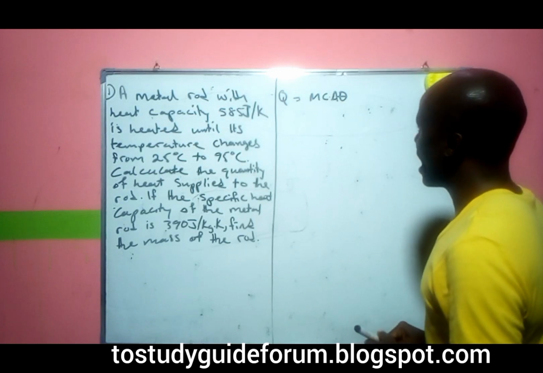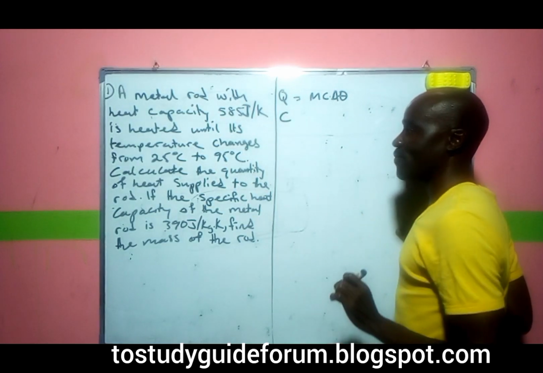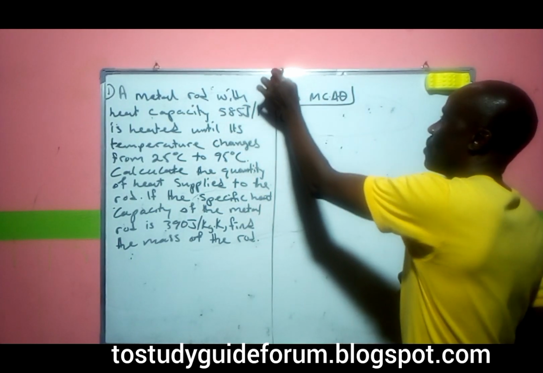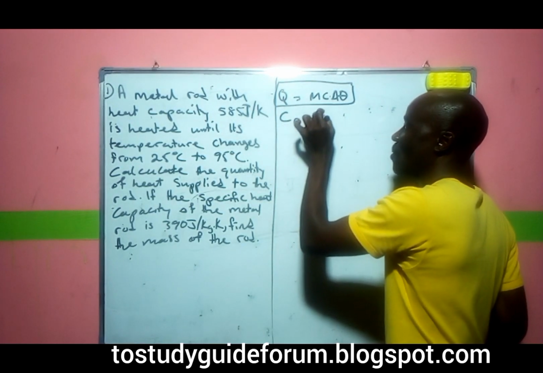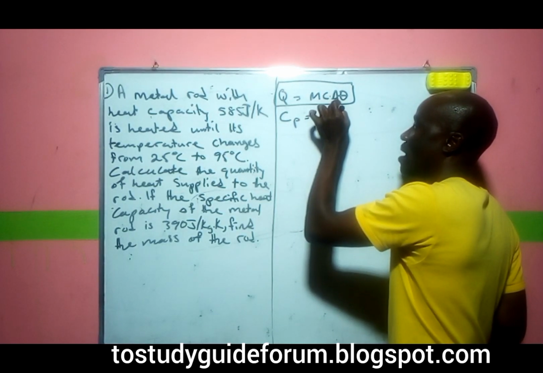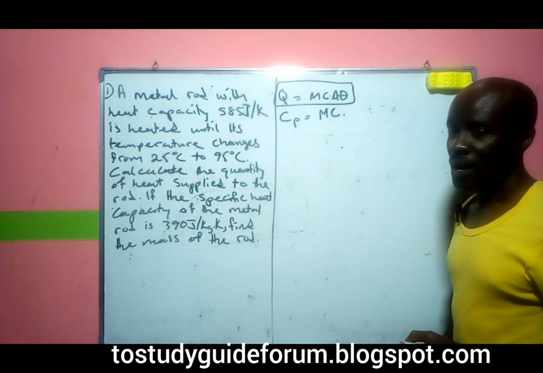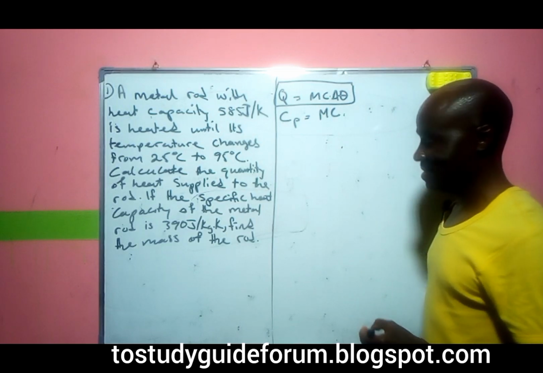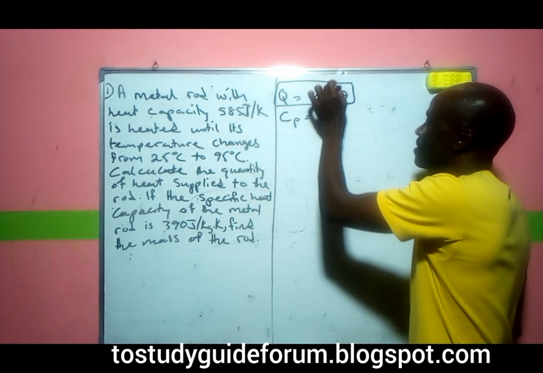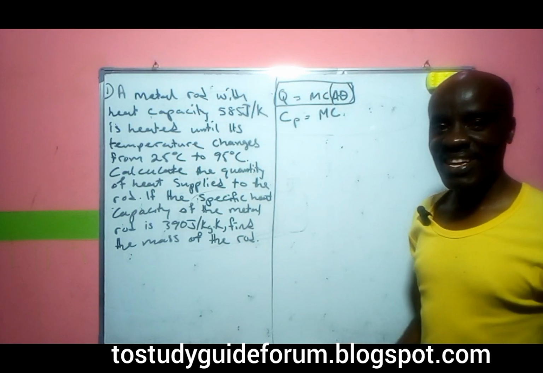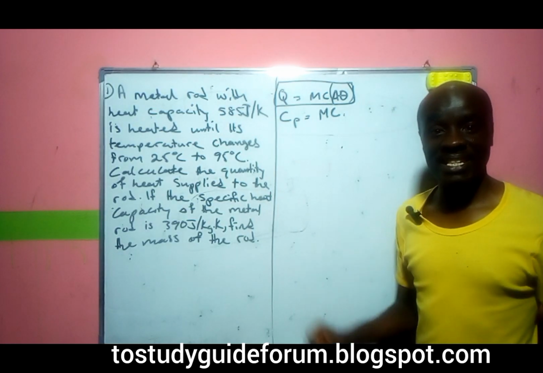We also know the specific heat capacity of the substance, but this one might not give us what we want. We know that specific heat capacity is always equal to heat capacity over mass. Are we together? If it's like that, the only value missing here is the change in temperature.